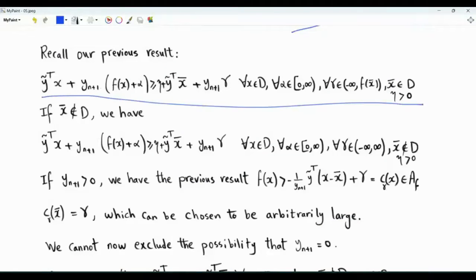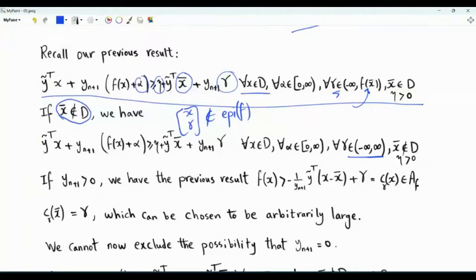This is our previous result. This inequality here was obtained assuming that x bar is in the effective domain. This inequality is true for every x in the effective domain, for every non-negative alpha, for every gamma strictly less than f of x bar. We need to do a modification. X bar now is not in the effective domain, f of x bar is infinity. Because of this, any point x bar and gamma will not be in the epigraph of the function f. Gamma is not constrained. In our previous result, gamma is less than f of x bar. Now gamma is any real number. But we cannot set x equal to x bar because x is in the effective domain and x bar is not in the effective domain.